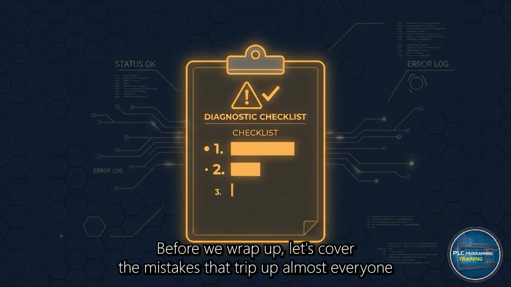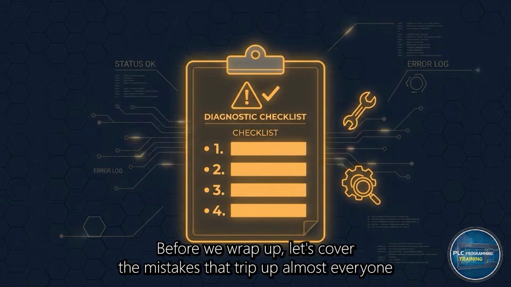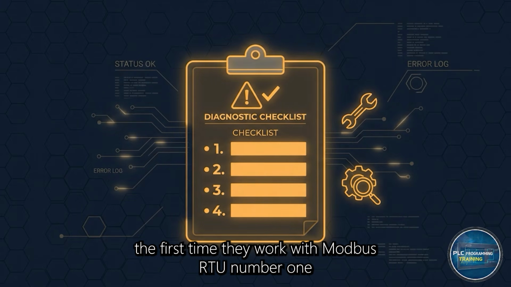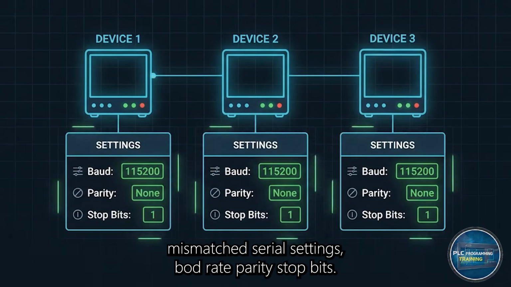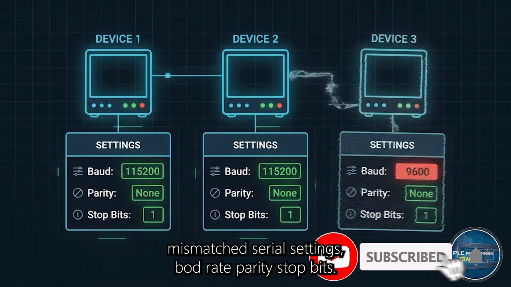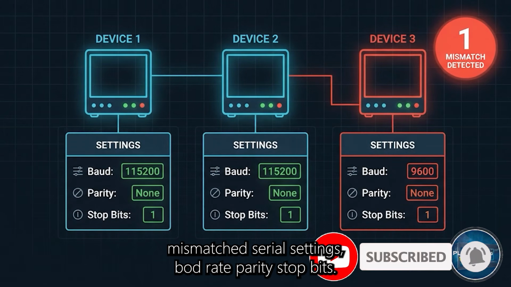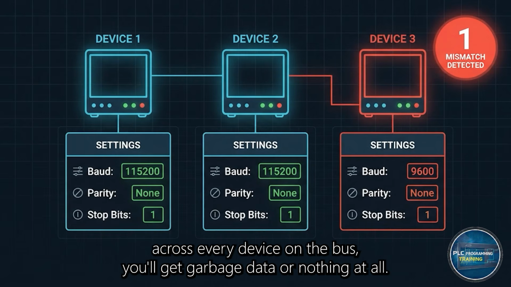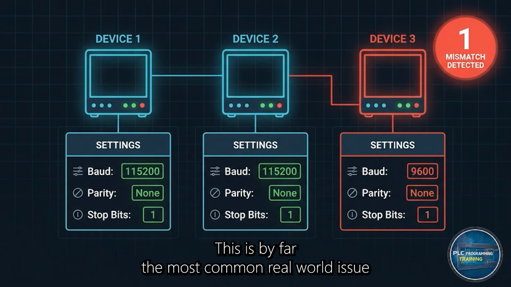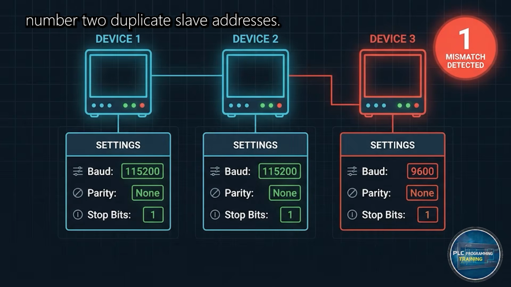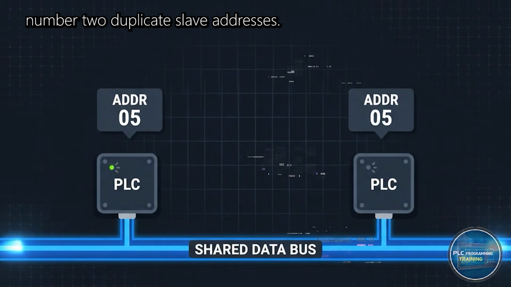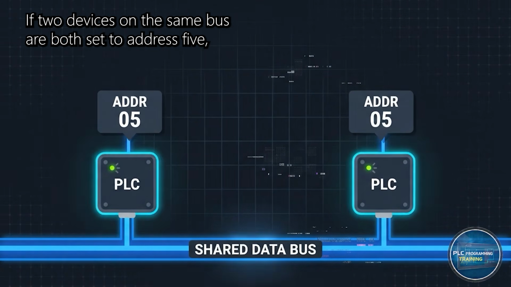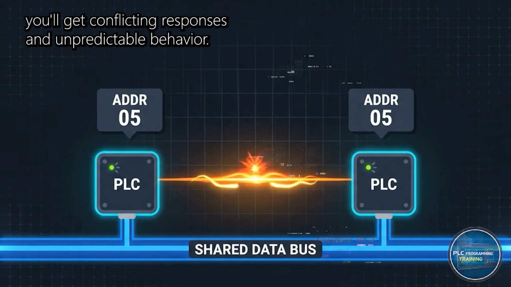Before we wrap up, let's cover the mistakes that trip up almost everyone the first time they work with Modbus RTU. Number 1. Mismatched serial settings. Baud rate, parity, stop bits. If these don't match exactly across every device on the bus, you'll get garbage data or nothing at all. This is, by far, the most common real-world issue. Number 2. Duplicate slave addresses. If 2 devices on the same bus are both set to address 5, you'll get conflicting responses and unpredictable behavior.